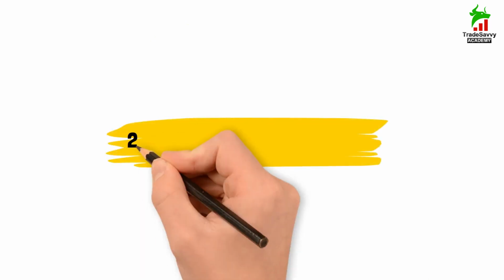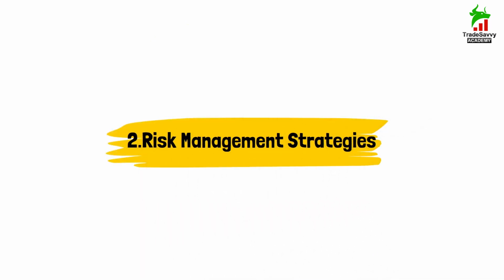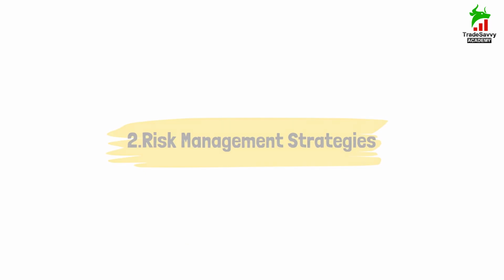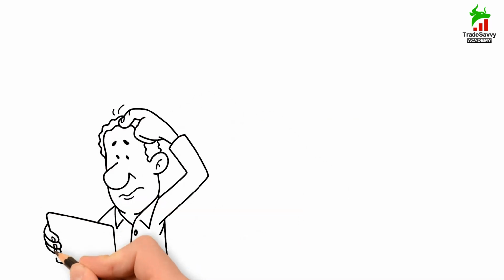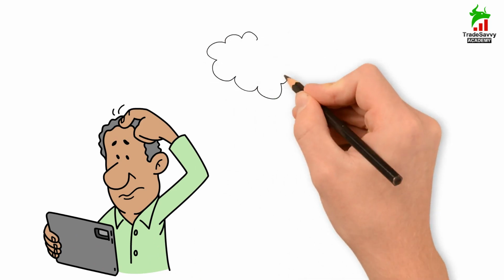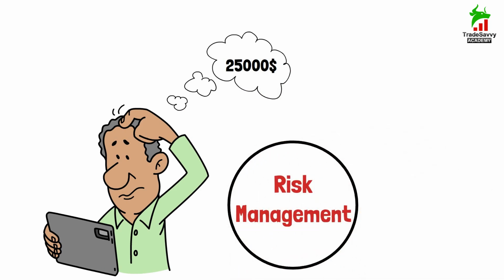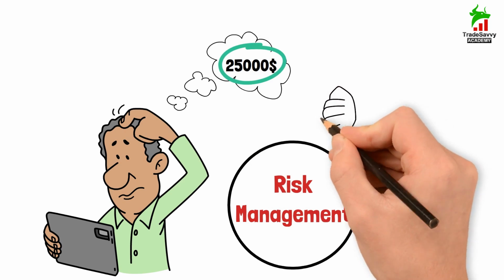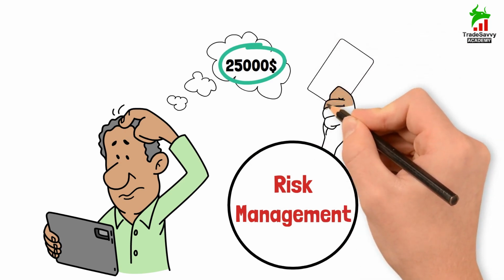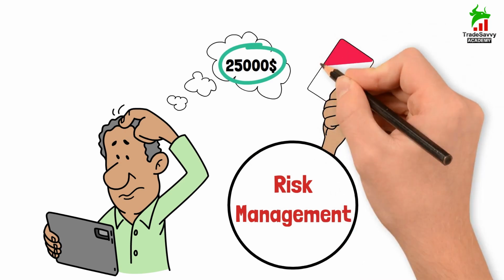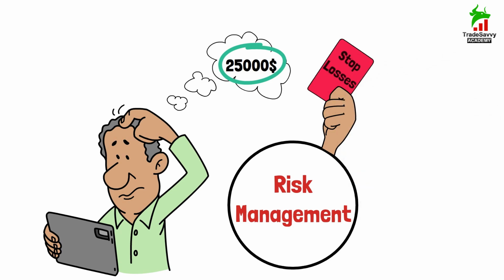Number 2, risk management strategies. Understanding risk management in trading options. We will use a $25,000 account as an example in this video. Risk management is critical to trading options, especially when operating with a limited capital base, such as a $25,000 account. Effective risk management strategies help traders minimize losses and protect their capital while maximizing potential gains.